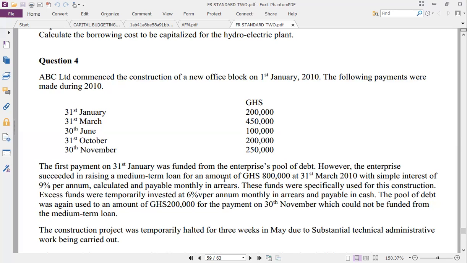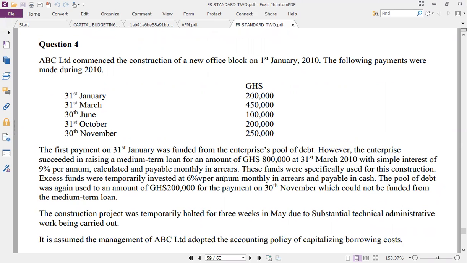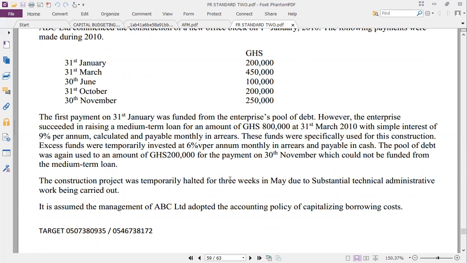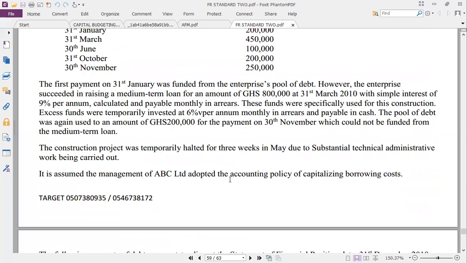That's specific borrowing. Good. Excess funds were temporarily invested at 6% per annum, monthly in arrears, payable in cash. The pool of debt was again used to an amount of 200,000 for the payment on 30th November, which could not be funded from the medium-term loan. The construction project was temporarily halted for 3 weeks in May due to substantial technical administrative work being carried out. It is assumed the management of ABC Limited adopts an accounting policy of capitalizing borrowing costs.